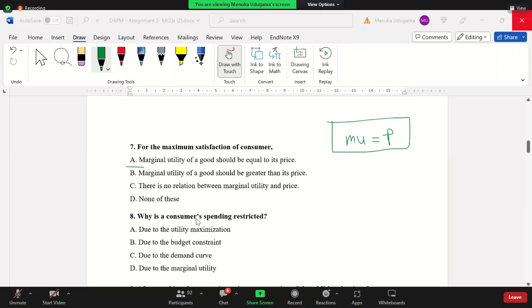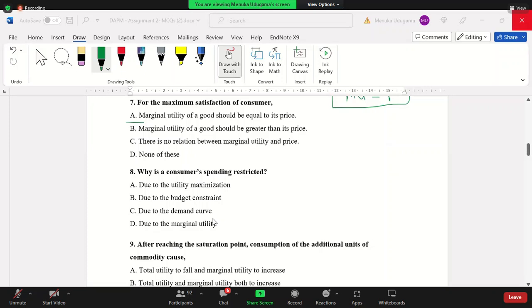And then, why is the consumer spending restricted? Why? Because we want to maximize utility, but because of the budget, our spending is restricted.